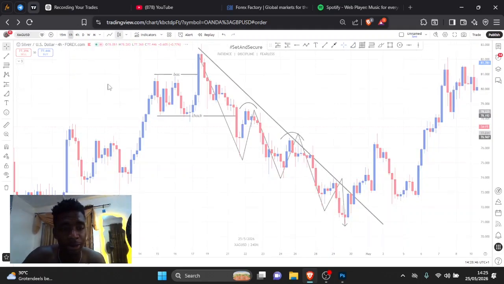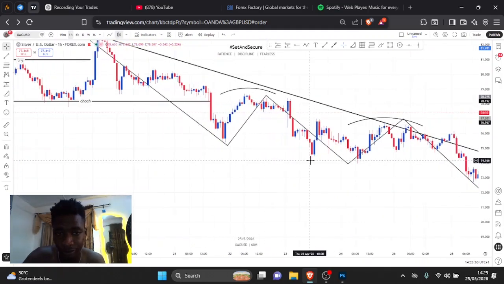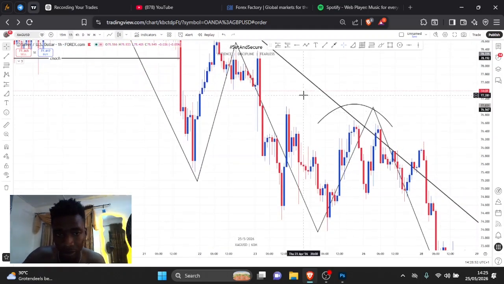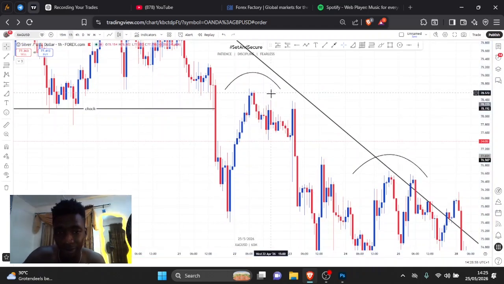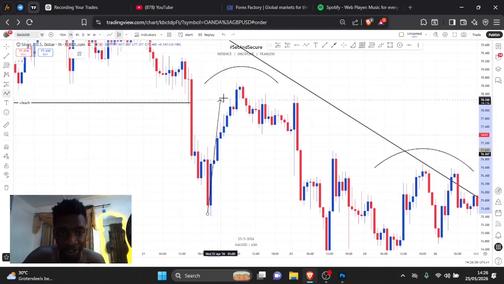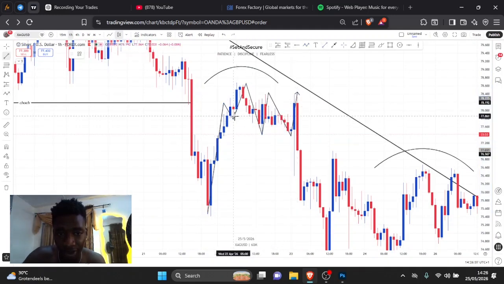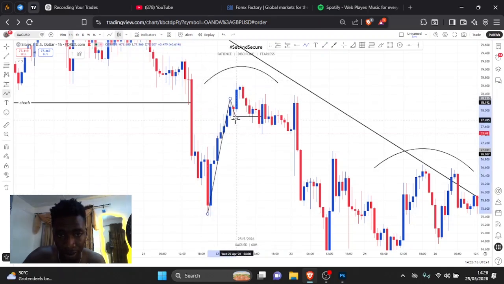Now let's go down to the 1 hour time frame. What we're looking for on the 1 hour time frame is not that serious. We just want to see another change of character on the 1 hour time frame. And I think we got that change of character right here. This was a retracement, and from there it had a break. So this was the change of character right there.